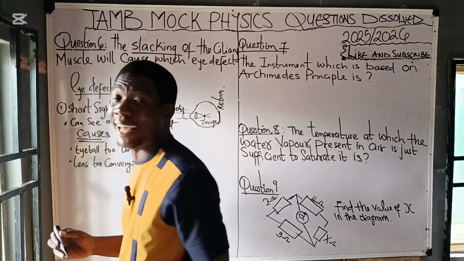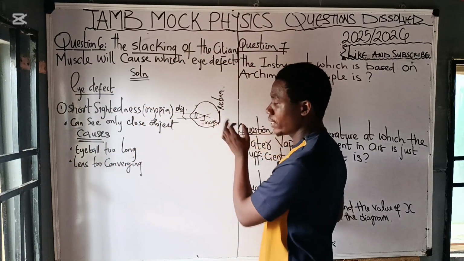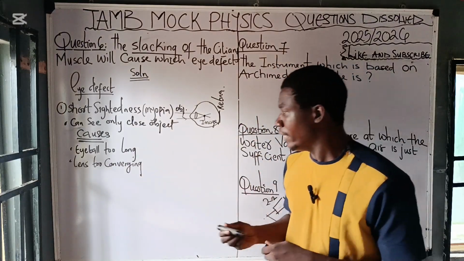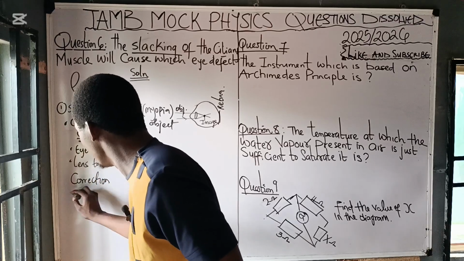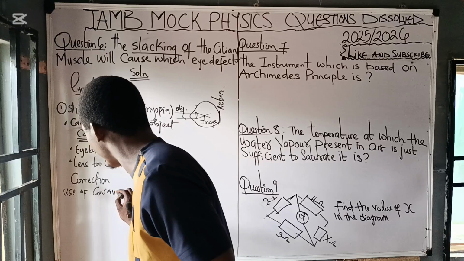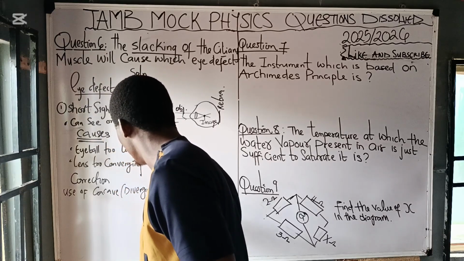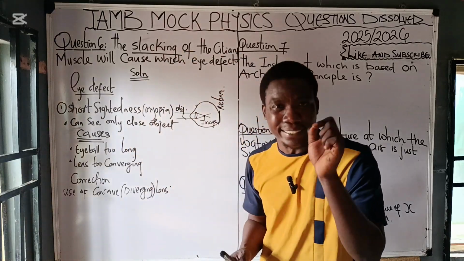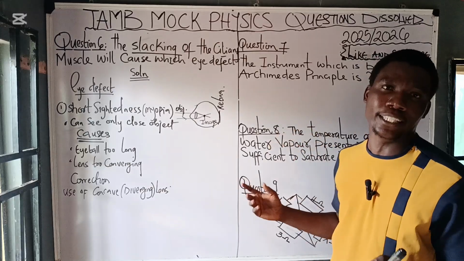Too converging, or the lens is too powerful in such a way that it now converges at this place. Then what is the correction for this short-sightedness? Very easy. The correction here is the use of what? Concave, please take note, or diverging lens. We use a concave or a diverging lens to correct a short-sighted eye defect.